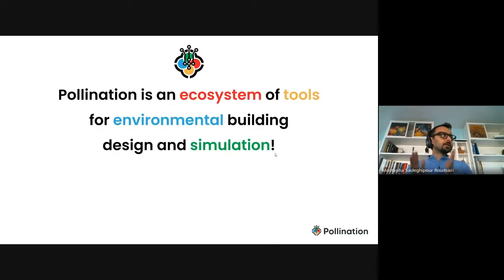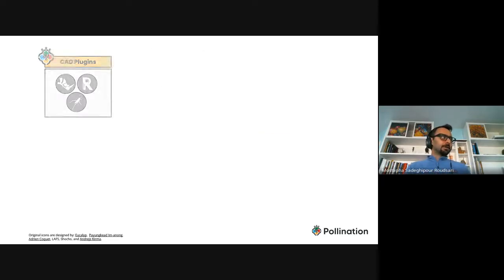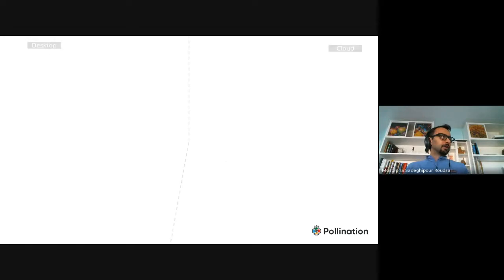Shorter presentations. So Pollination is, again, an ecosystem of tools for environmental building design and simulation. Our goal is to get you from question to actionable data quickly. To do that, we have developed 5 different technologies that work together. And a reminder for everyone of how the technologies work.